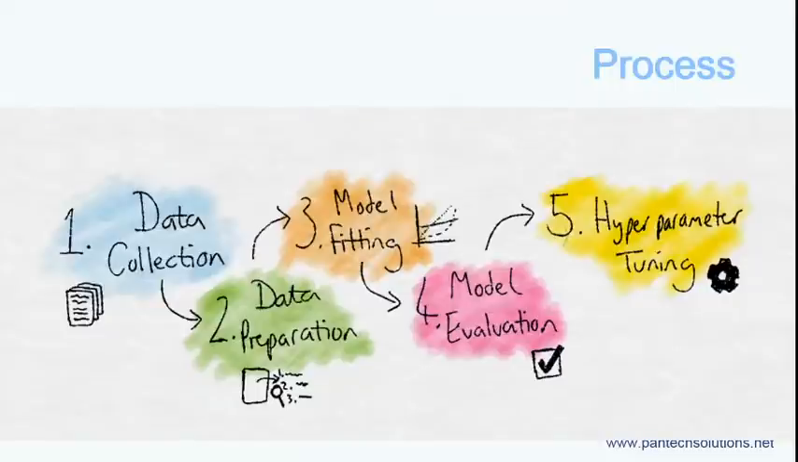The next step is model fitting. After preparing the data, I will divide the data set into two types: one is train data, another is test data. Train data should mostly be 80% or 70%, and test data should mostly be 20% or 30%. I give more data for training because the algorithm needs to understand what type of data we are giving.